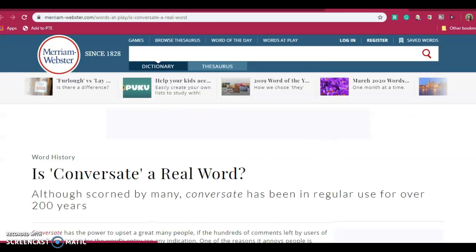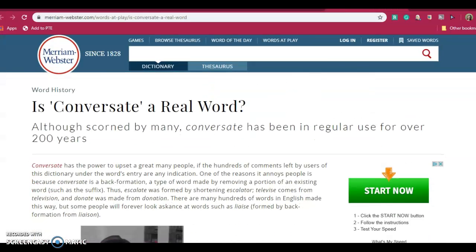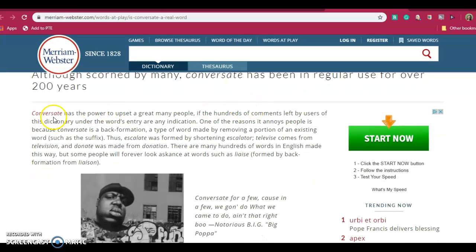And it's really interesting if you look at this entry in the Merriam-Webster dictionary, which we'll do very quickly here. The first thing that comes up is "Is conversate a real word?" So although scorned by many, conversate has been in regular use for over 200 years, which is pretty interesting because it seems like that was more of a modern creation. And as they tell us here, conversate has the power to upset a great many people. So if the hundreds of comments left by users of this dictionary under the word's entry are any indication.